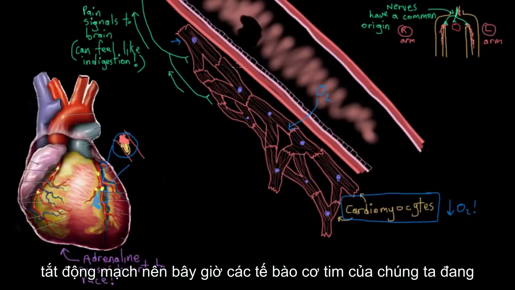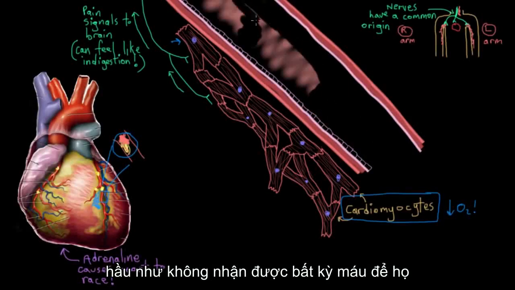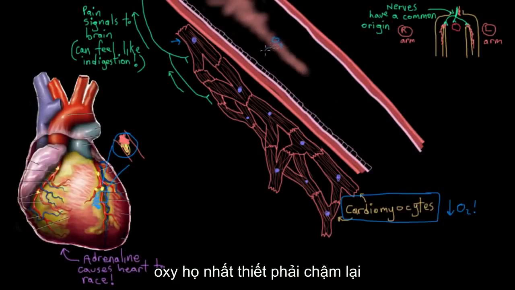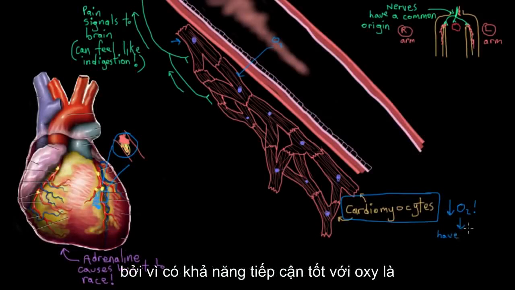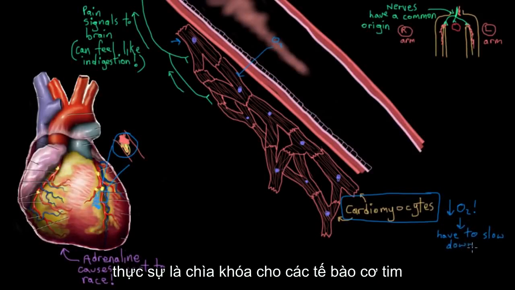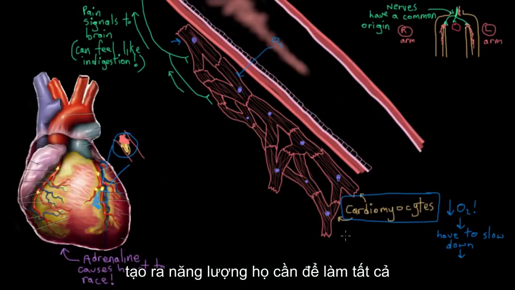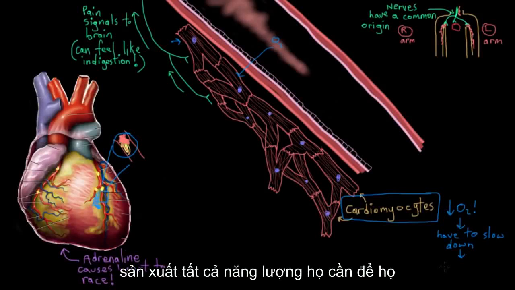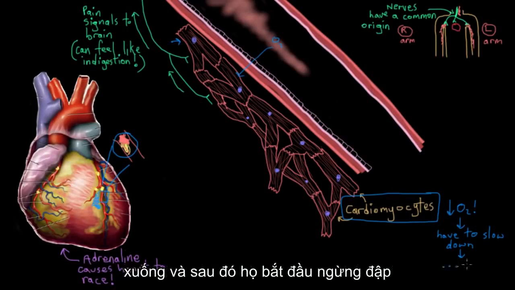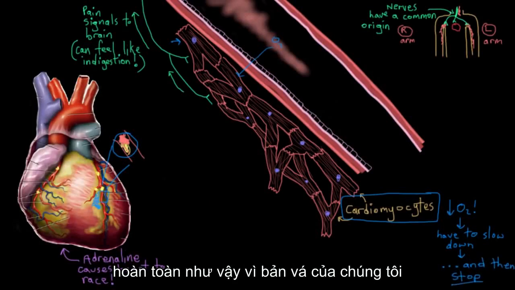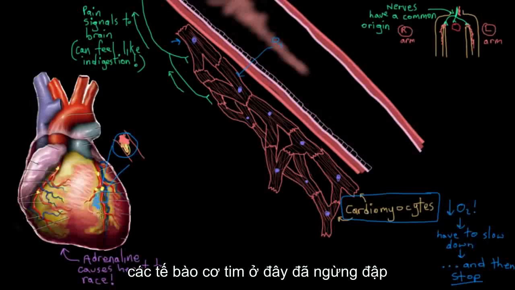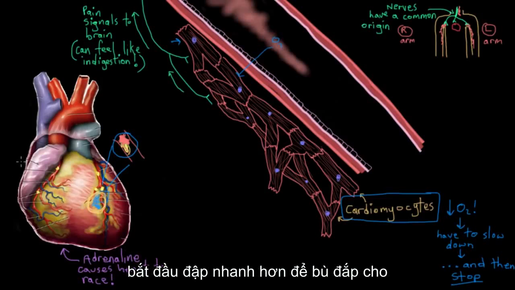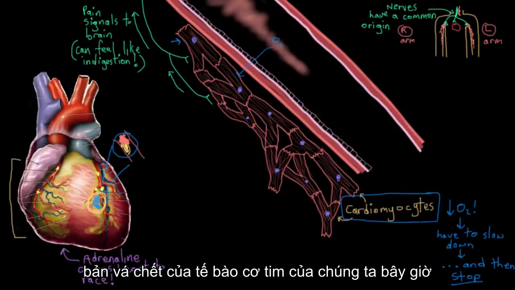So now our cardiomyocytes are in big trouble because now they're barely getting any blood, so they're barely going to get any oxygen. And because they're barely getting any oxygen, they necessarily have to slow down their rate of contraction, because having good access to oxygen is really key for cardiomyocytes to produce the energy they need to do all the work they have to do. So naturally, if they don't have that oxygen, they can't produce all the energy they need. So they have to slow down. So they start to slow down. And then they start to stop beating altogether. So because our patch of cardiomyocytes here have stopped beating, well, the rest of the heart has to compensate. So the rest of the heart starts beating faster to compensate for our dying patch of cardiomyocytes.